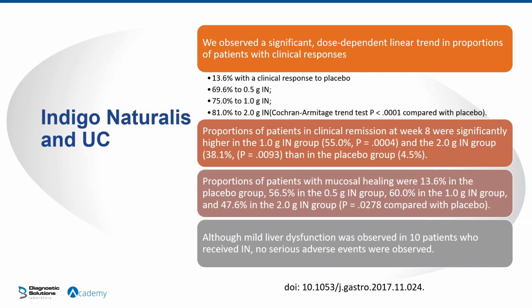What happened is that there seems to be a dose-dependent linear trend to patient response. A slow increase in dose, patients do better, and many of them were able to establish a clinical remission by the 8-week mark. And this is completely what I see in clinical practice. We also see a significant amount of mucosal healing or an improvement in the mucosal healing. So 56.5% of indigo naturalis patients versus 13.6% of control groups were able to establish mucosal healing just using indigo naturalis.